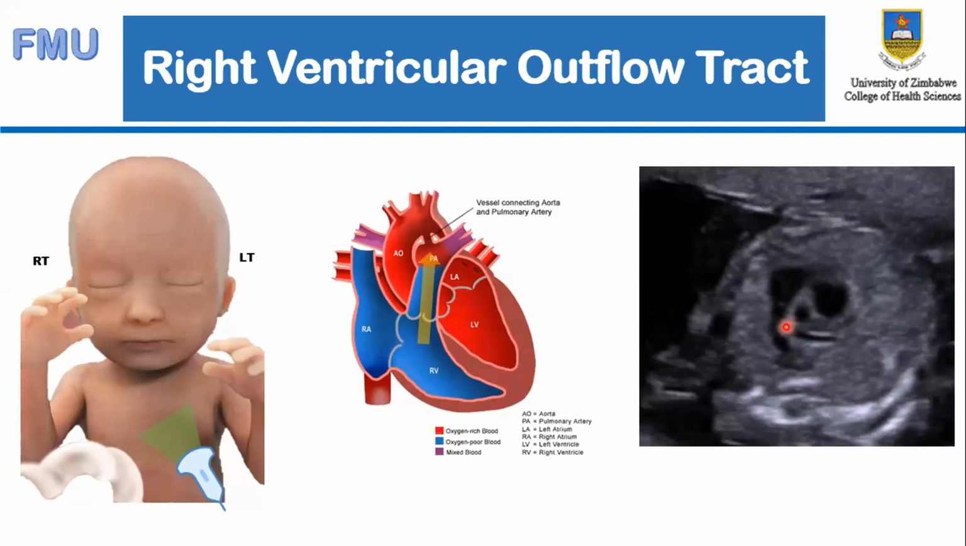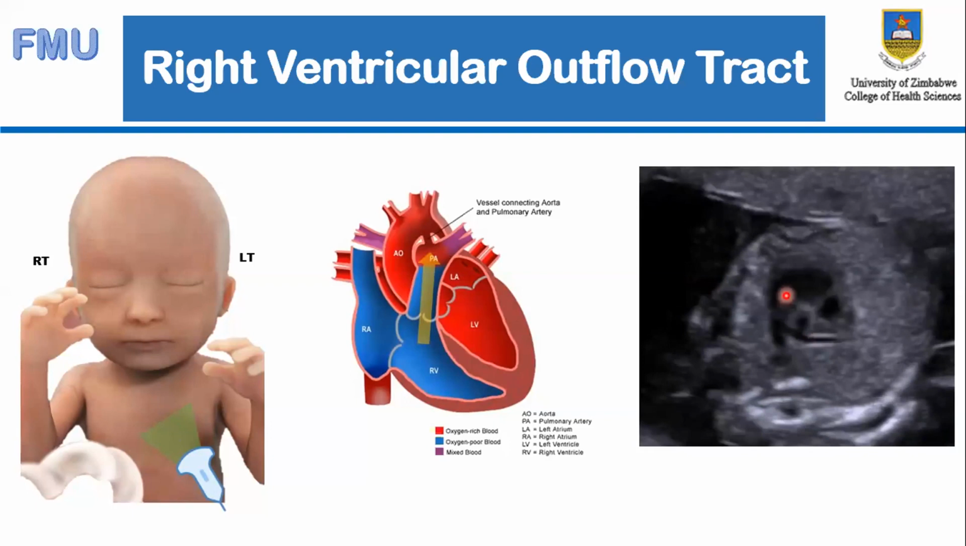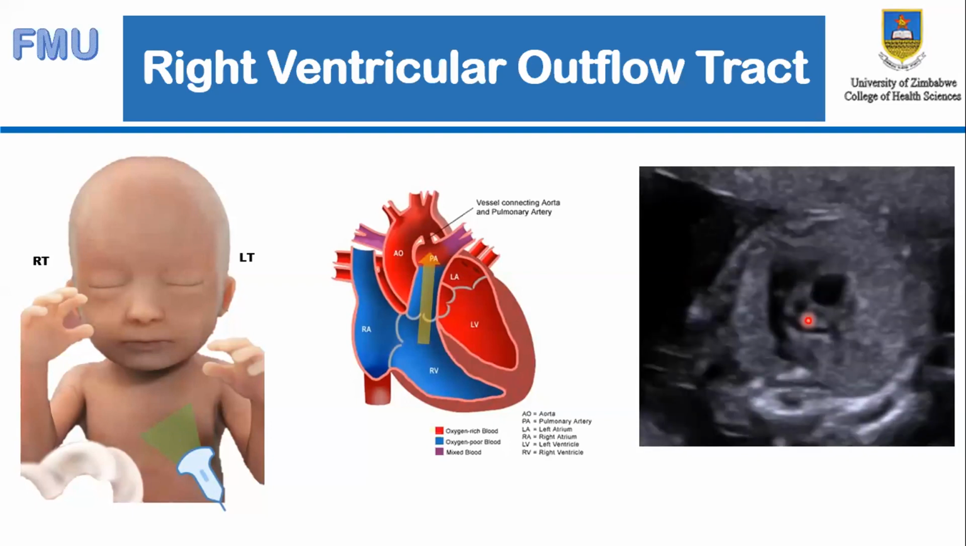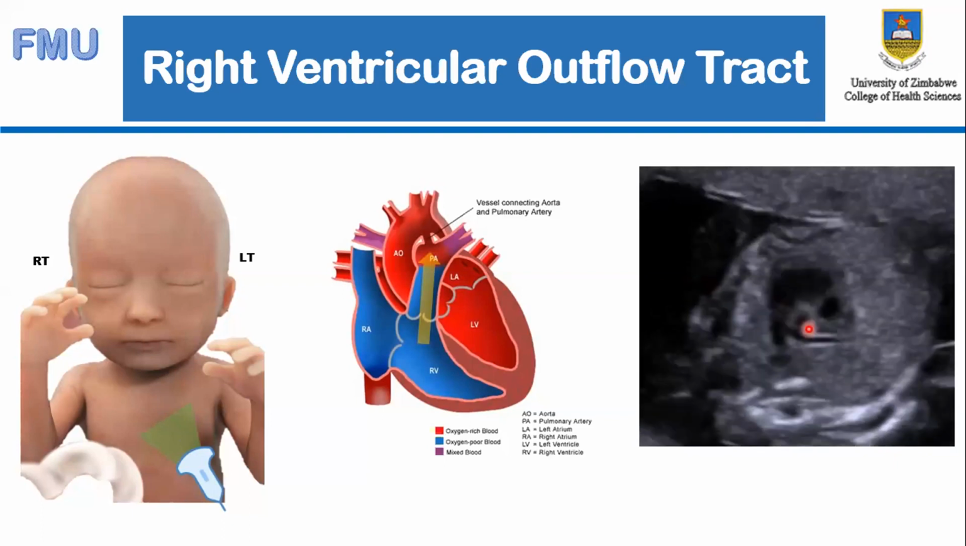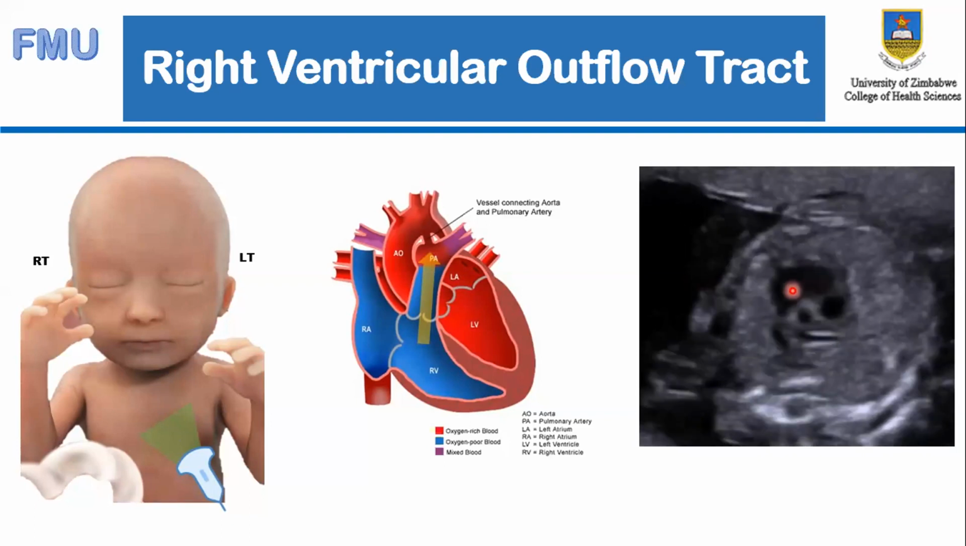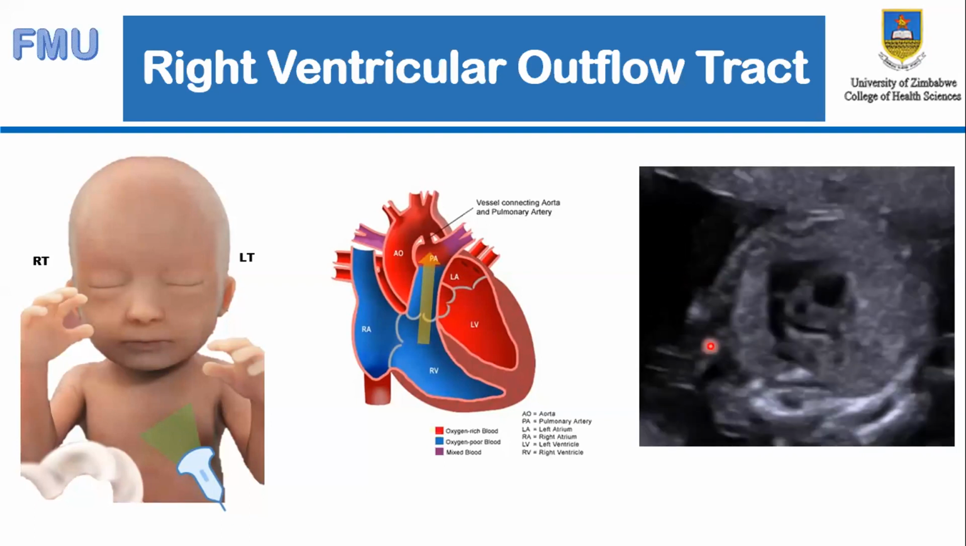So this is the right ventricular outflow tract. The main pulmonary artery should be slightly larger than the aorta, and there should be a free movement. And also, we can apply color Doppler to assess blood flow through that right ventricular outflow tract.